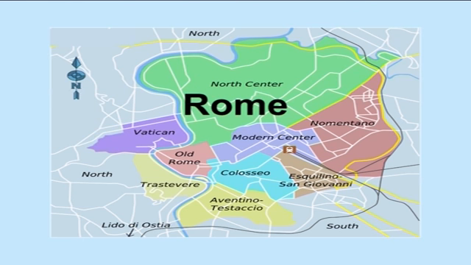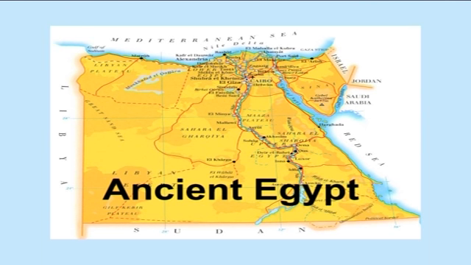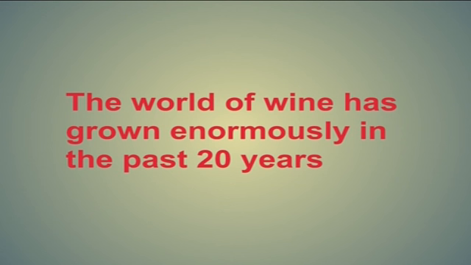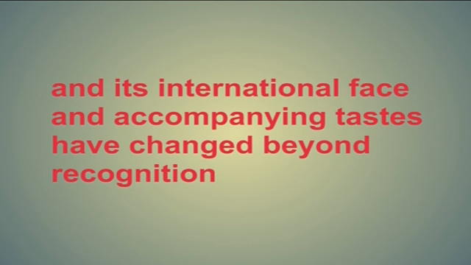The great civilizations of ancient Greece and Rome trace wine back into their prehistory with similar legends about its discovery. Ancient Egypt has left us wine lists and wall paintings. Indeed, they even recorded the vintage, vineyard, and winemaker on individual jars of wines. The world of wine has grown enormously in the past 20 years, and its international face and accompanying taste have changed beyond recognition.